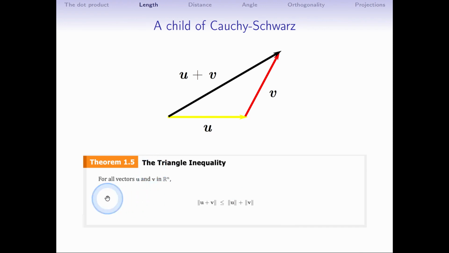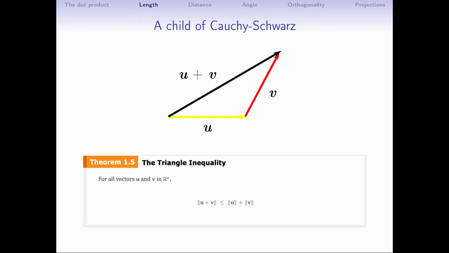It says, for all vectors u and v in n-dimensional space, the length of the sum of u and v is bounded by the sum of the lengths of u and v. And the geometric meaning of this is actually quite simple. We know that anytime I have a pair of vectors u and v, there's an implied triangle, u, v, and u plus v, and I've got that triangle drawn up here. So we've got this implied triangle.